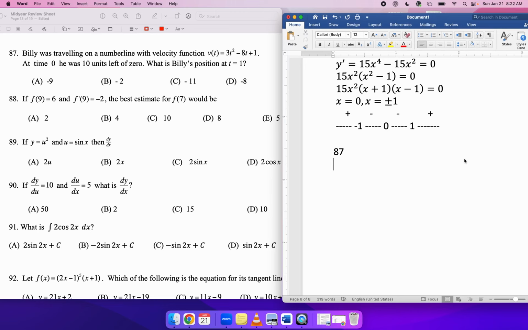Number 87, Billy was traveling on a number line with velocity function blah blah blah. At time 0, he was 10 units left of 0. What is Billy's position at t equals 1?